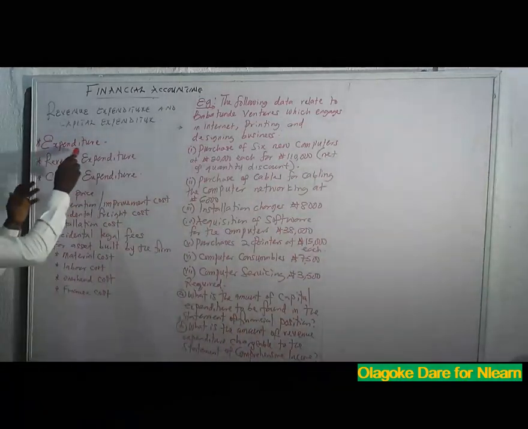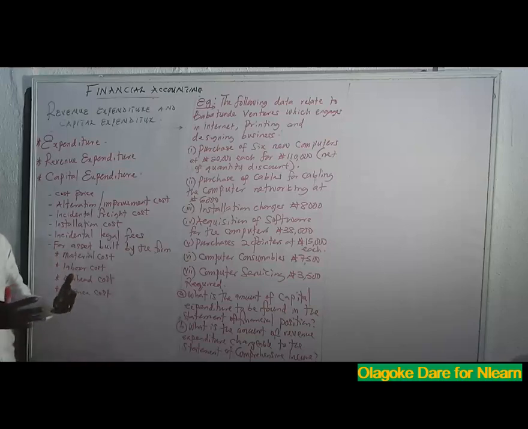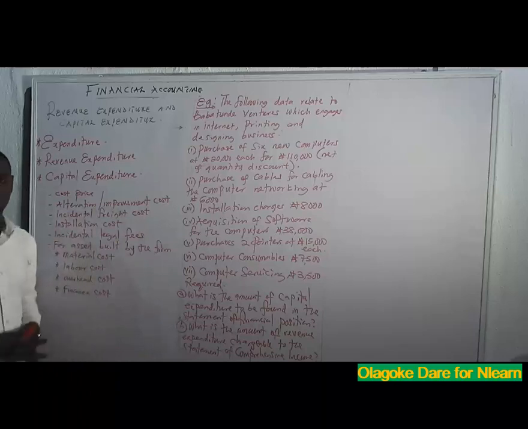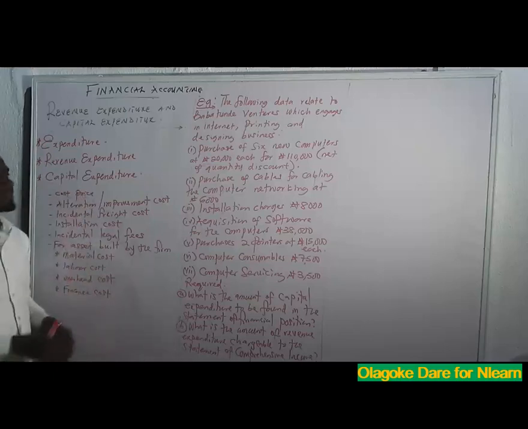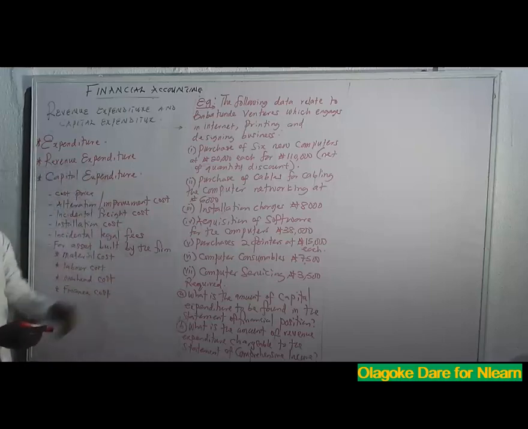Now, what is expenditure? Expenditure is the amount spent by a business organization in order to derive a particular purpose, to derive a particular benefit. Any amount incurred by a business organization to generate income or to achieve a particular benefit is called what? Expenditure. So we can classify expenditure into revenue expenditure and capital expenditure.